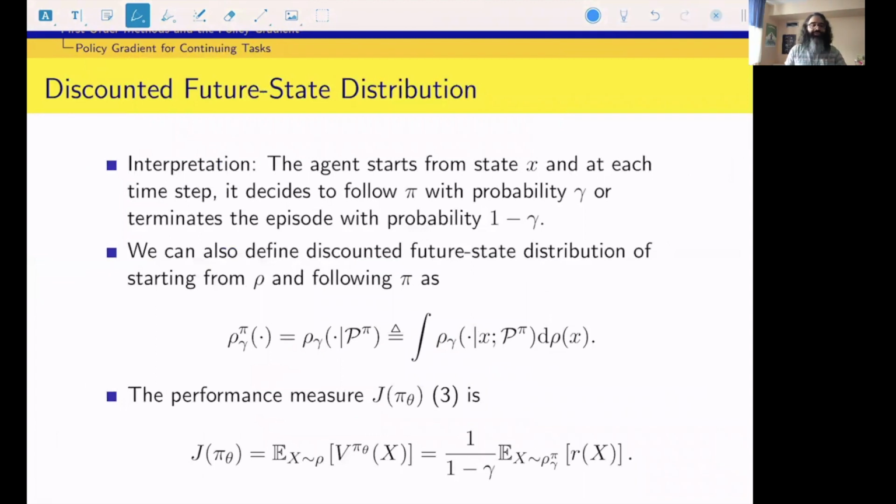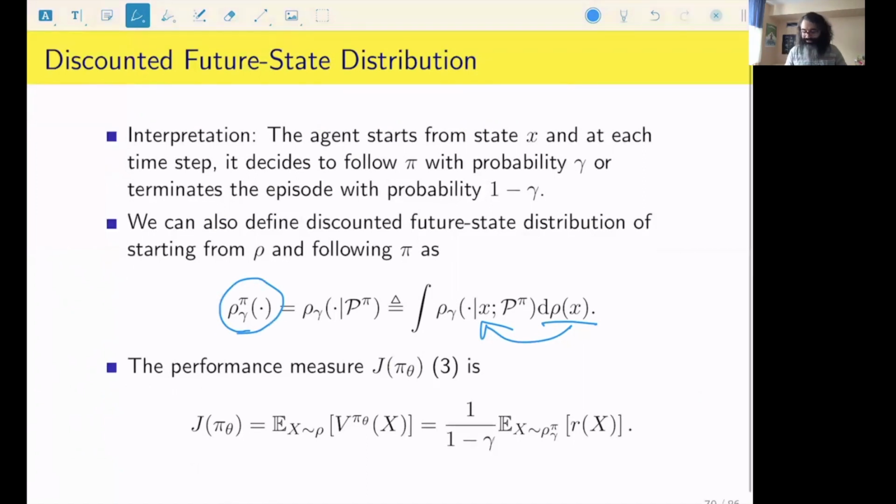But I can also define the case where my initial distribution is according to rho, and then I take the average of the distributions that I would get. This would be denoted by rho pi gamma. So this is essentially saying that we start from some initial states distributed according to rho, and then we follow the policy, and we weight it according to gamma to the power of k. That would be the distribution that we have here.